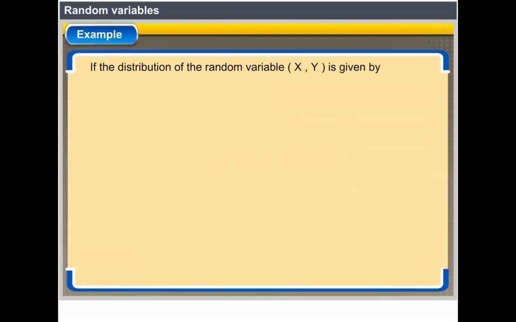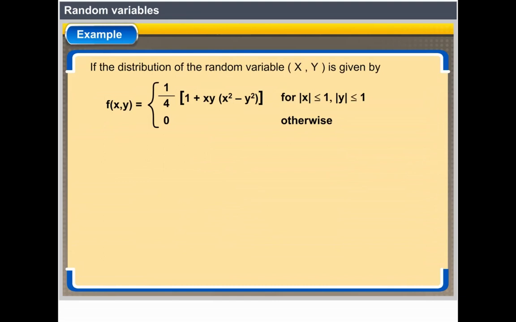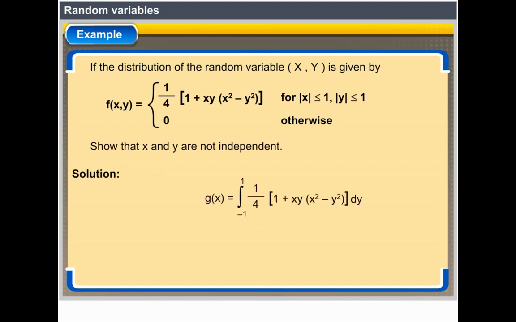Example: if the distribution of the random variable (x, y) is given by f(x, y) equals 1/4 into (1 plus xy) into (x squared minus y squared) for |x| ≤ 1, |y| ≤ 1, then 0 otherwise. Show that x and y are not independent. Solution: g(x) equals the integral from minus 1 to 1 of 1/4 into (1 plus xy) into (x squared minus y squared) dy. We are just substituting the function given in the question.